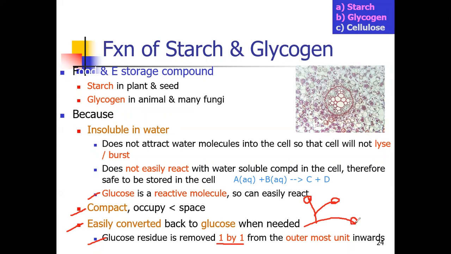So branching will allow more glucose residues to be released per unit time compared to if it's not branched. You see, if it's not branched, at any one time you can only release one glucose residue. But if it's branched, in this case here, at any one time you can get 3 glucose residues being released as glucose molecules. So the glucose must be easily converted and made available.